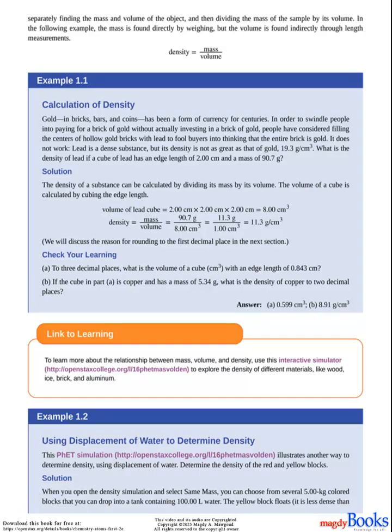Check your learning. A. To 3 decimal places, what is the volume of a cube, in centimeter cubed, with an edge length of 0.843 centimeter? B. If the cube in part A is copper and has a mass of 5.34 gram, what is the density of copper to 2 decimal places? Answer. A. 0.599 centimeter cubed. B. 8.91 gram per centimeter cubed.